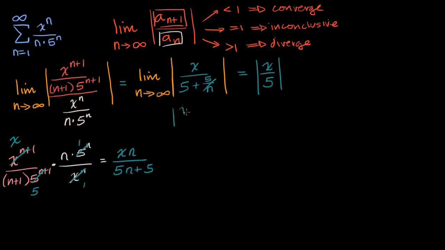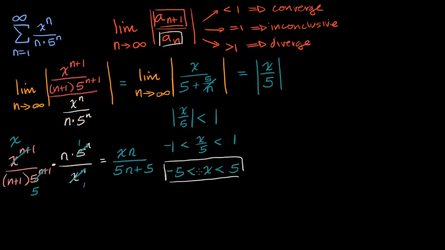So the absolute value of x over 5 is less than 1. This is our convergence situation. Well, that's the same thing as saying that negative 1 is less than x over 5, which is less than 1. And you multiply all the sides by 5. This is the same thing as negative 5 is less than x, which is less than 5. So if we know that this is true, this is definitely going to be part of the interval of convergence. We know that if x meets these constraints, then our series is going to converge.